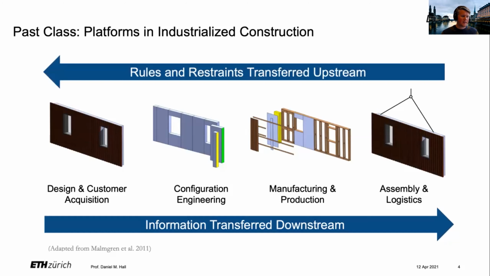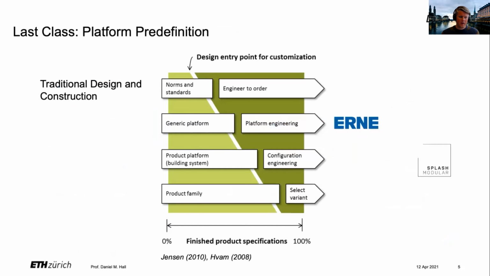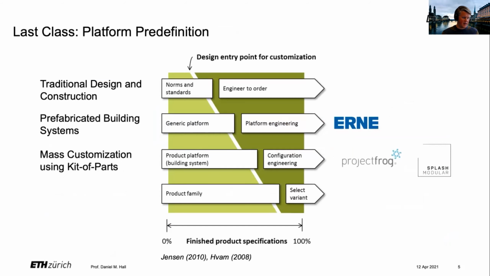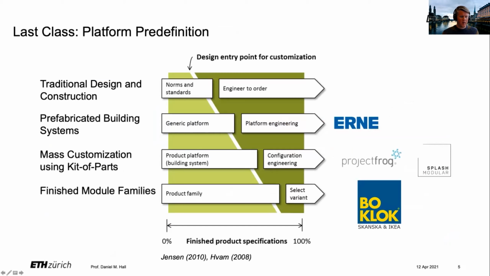And we also last class talked about the idea of a platform predefinition. So if you remember, we had these different categories here. You had traditional design and construction, where we have standards and codes and we engineer everything to order. You can start looking at more prefabricated building systems, which have a more generic platform, where you make some customizations and you still have a lot of freedom. And then we talked about mass customization using kit of parts. It's just where we're going to focus today. And that's the idea of this configuration engineering or configure to order, build to order systems.